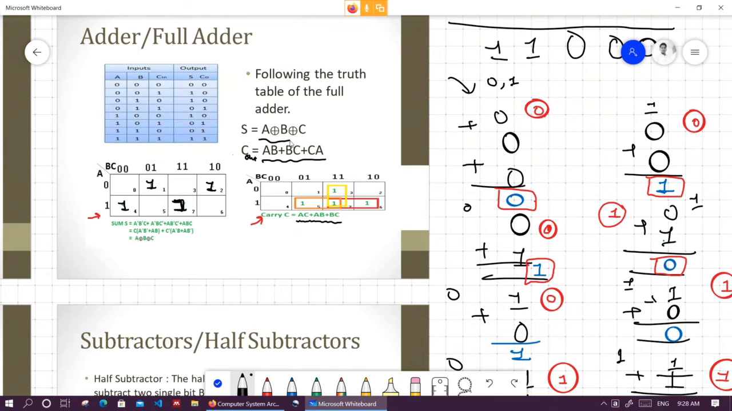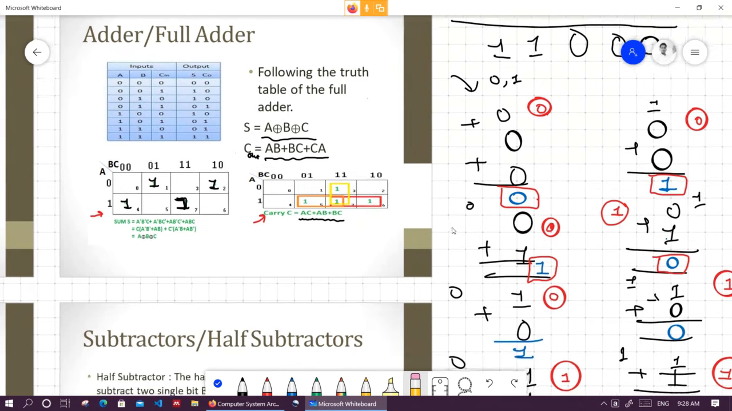So a similar pattern of expression is coming as compared to the half adder. In the case of half adder, it was A XOR B. So in the case of full adder, it will become A XOR B XOR C. And in the case of half adder, it was A and B. Now in the case of full adder, it has become AB, BC and CA. So this is the expression of the output function.